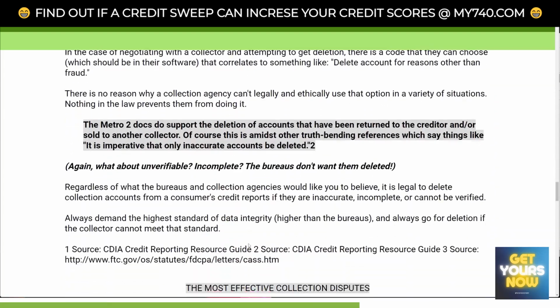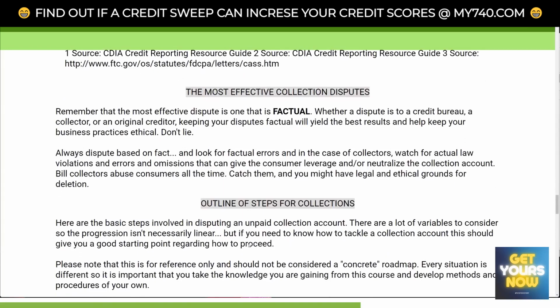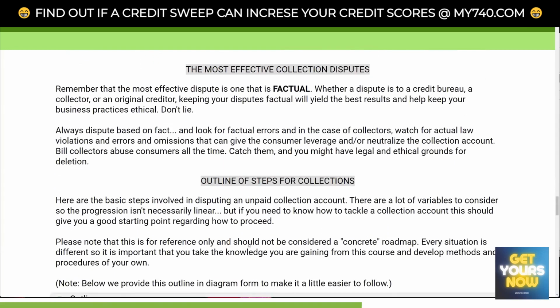So I'm actually going to just skip past this part. If you want to check it out, head down into the description and use the link. But the most effective collection disputes are actually factual. So whether a dispute is to the bureaus, a creditor, or a collector, keeping your disputes factual will yield the best results and keep everything the way that it's supposed to be, especially if you are a business. Always dispute based on facts, all right?